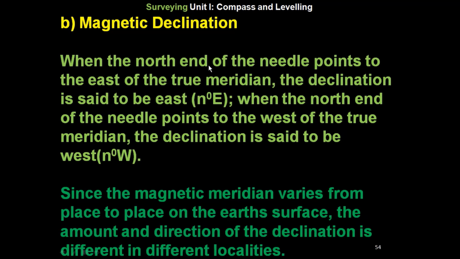When the north end of the needle points to the east of the true meridian, the declination is said to be east, that is north n degree east. When the north end of the needle points to the west of the true meridian, the declination is said to be west, north n degree west. Since the magnetic meridian varies from place to place on the earth's surface, the amount and direction of the declination is different in different localities.